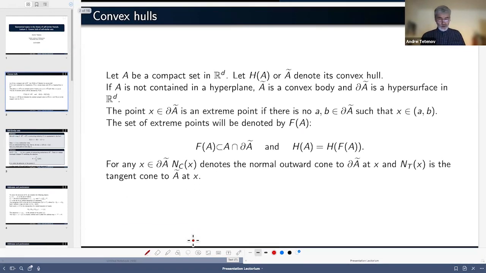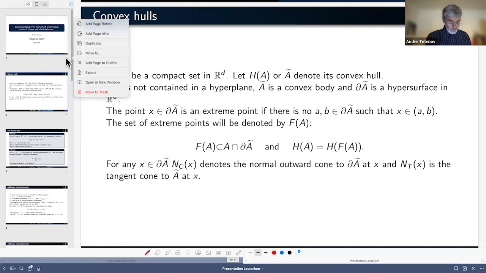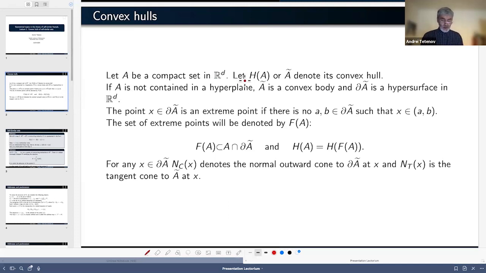So first, what is a convex hull? Suppose we have a compact set A in R^d, and let H(A), or A tilde, denote its convex hull. A convex hull is the union of all simplices with vertices in the set A. So if A is not contained in a hyperplane, its hull is a convex body, and its boundary is a hypersurface in R^d.